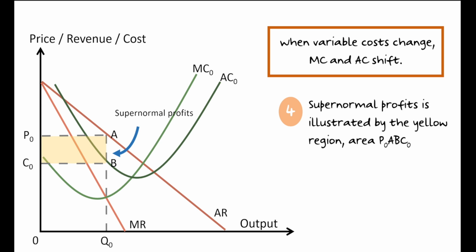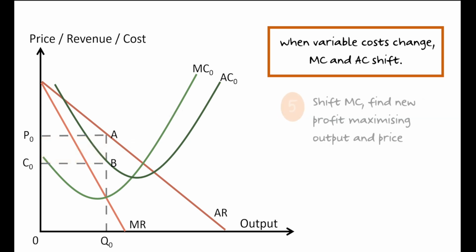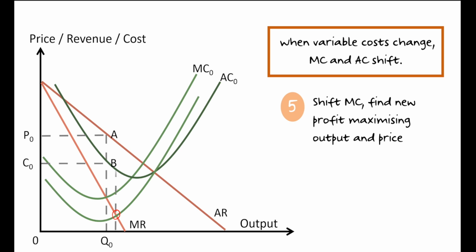Now, as mentioned earlier, the scenario is that variable costs have changed, and in this case, it's a decrease in variable cost. So you shift the marginal cost down, and find the intersection point between the new marginal cost and the marginal revenue curve, which is here. From here, draw dotted lines down to find quantity and dotted lines up to hit the AR to find price. So this is your new price and quantity, P1 and Q1.